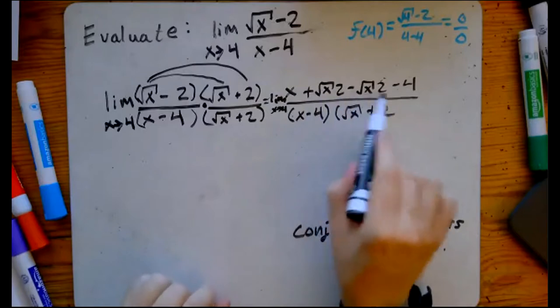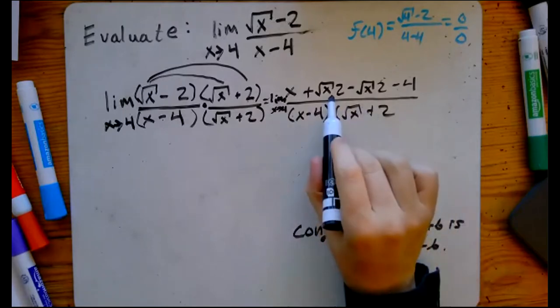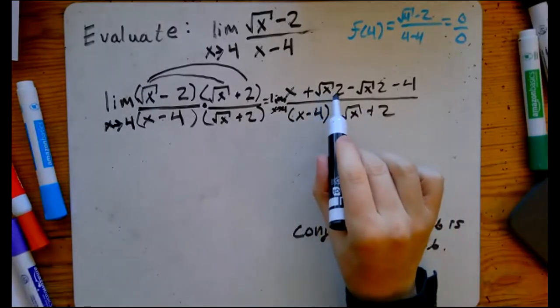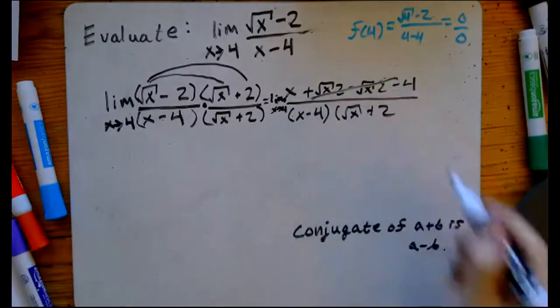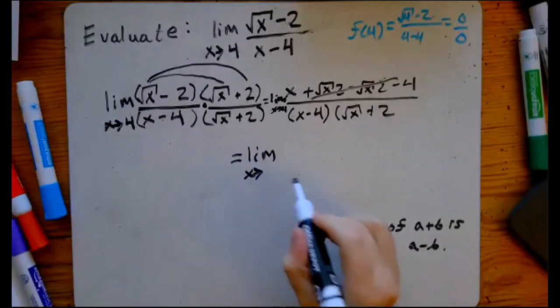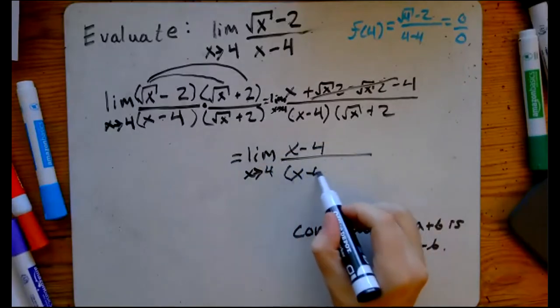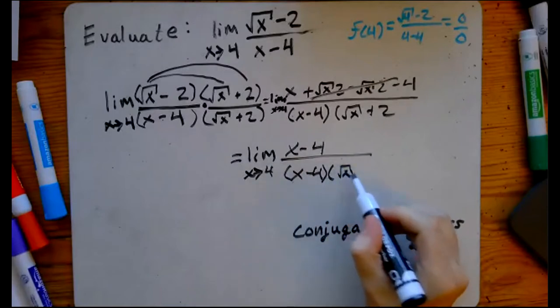Okay, now, does anything cancel out here? Yeah, what cancels out? The square root of x times 2, right? We have a thing minus itself, so they're gone. What's left on top now? X minus 4? Which can cross out on the bottom. Yes, it can. We're left with the square root of x plus 2.